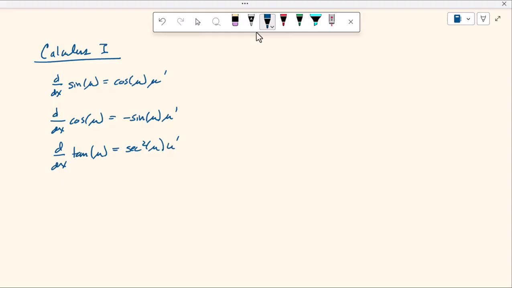Now, depending on where you took Calc 1 or the instructor you had, they might have used notations like d/du to mean the same thing. So u prime and d/du are the same. And I'll do some examples so you get used to that notation. Now let's keep looking at this.